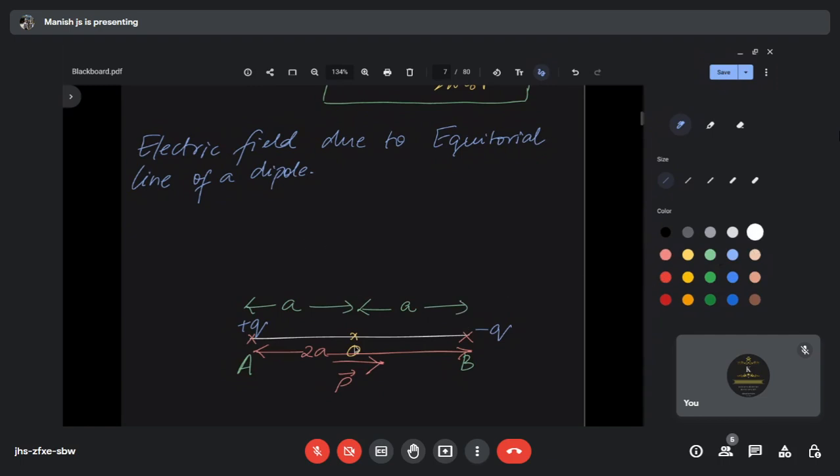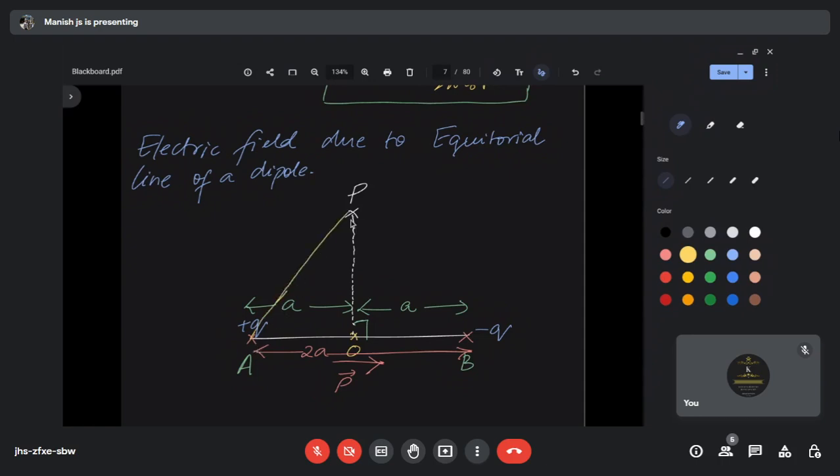Now I choose another point. When we say equatorial point, that is a perpendicular point. Say this point is P. So this is an equatorial point. It is perpendicular to the midpoint of the dipole. It makes an angle of 90. Now we are trying to find out the electric field at P due to both the charges, plus Q and minus Q.